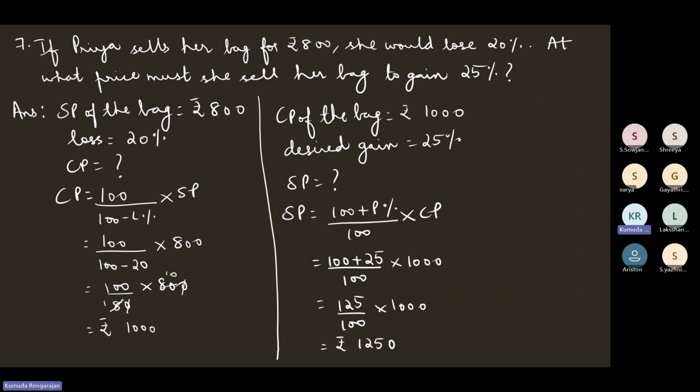Okay, so at first, Priya sells her bag. So selling price and loss percent is given. Using that, you can find the CP of the bag. Now using the CP, which we found as 1,000 rupees, and the desired gain of 25%, the question is at what price must she sell her bag? So you should find the selling price if she must gain 25%.